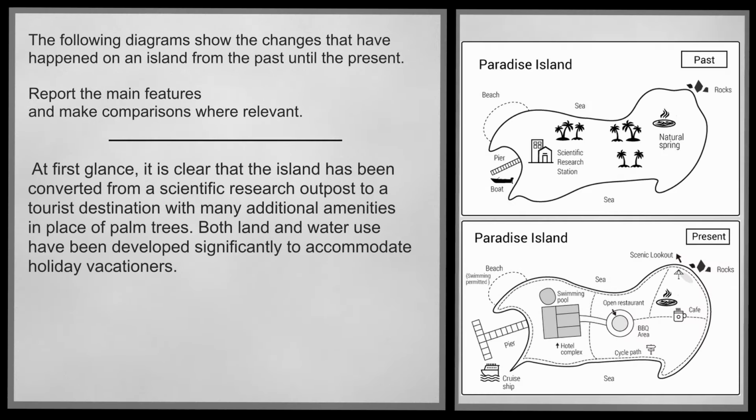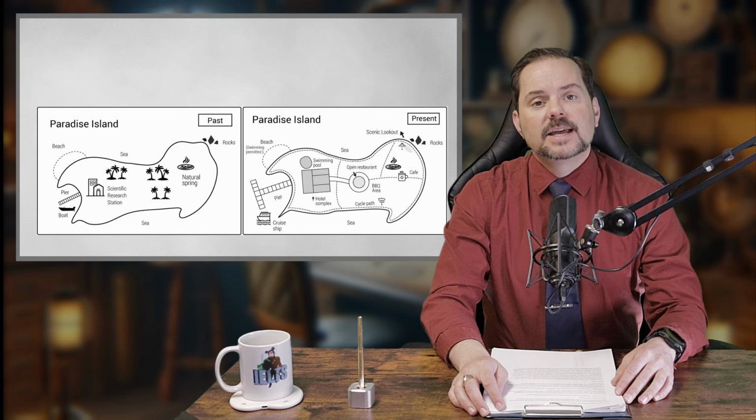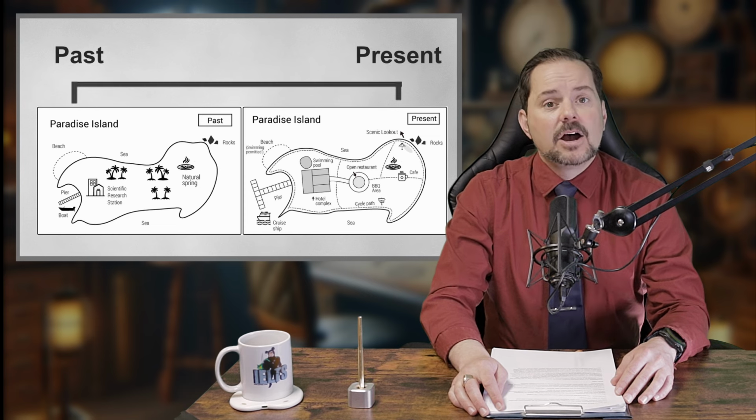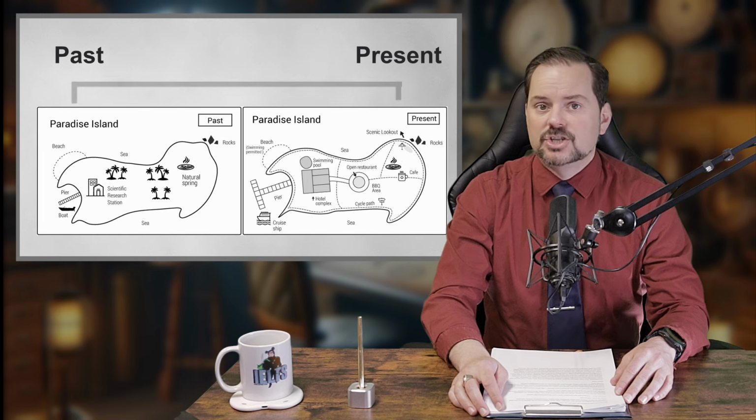At first glance, it is clear that the island has been converted from a scientific research outpost to a tourist destination with many additional amenities in place of palm trees. Both land and water use have been developed significantly to accommodate holiday vacationers. This gives the overall understanding of the past and present of Paradise Island. Now, for the body paragraph, I can simply go into more details explaining these changes.